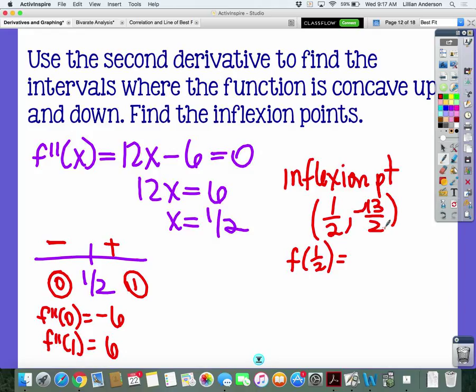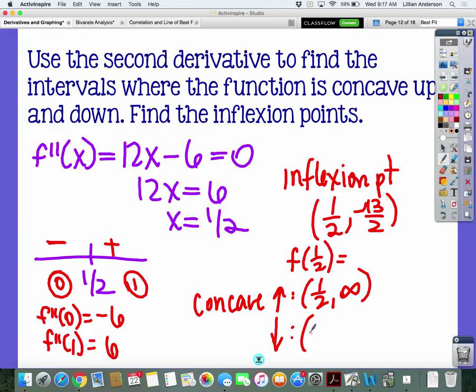And that also means that from where to where is it concave up? From where to where? 1/2 to infinity. And where's it concave down? Okay? There you go. Concave down, and then concave up with the inflection point. Make sure that when you are graphing this, you want to make sure that it is distinguishable. You are changing from being concave down to being concave up.